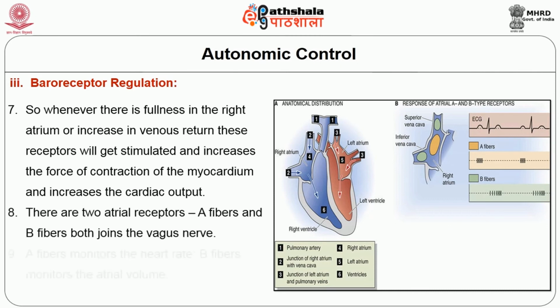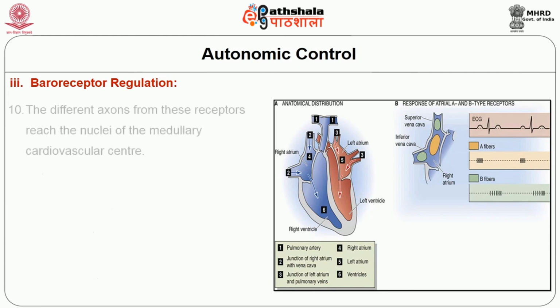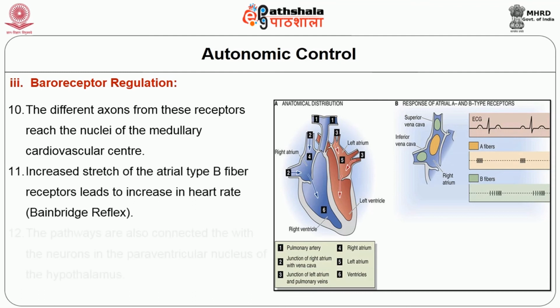These are two atrial receptors, namely A fibers and B fibers, both join the vagus nerve. A fibers monitor the heart rate, B fibers monitor the atrial volume. The different axons from these receptors reach the nuclei of the medullary cardiovascular center. Increased stretch of the atrial type B fiber receptors leads to increase in heart rate. This is called Bainbridge reflex.